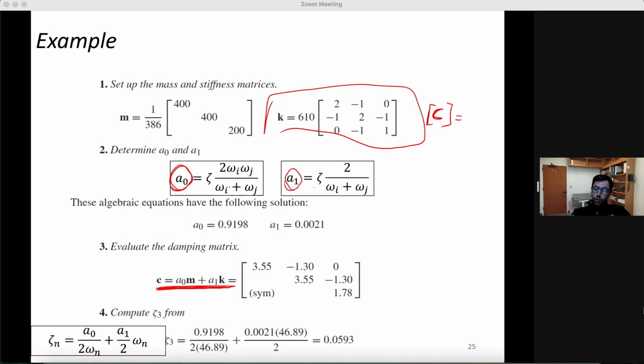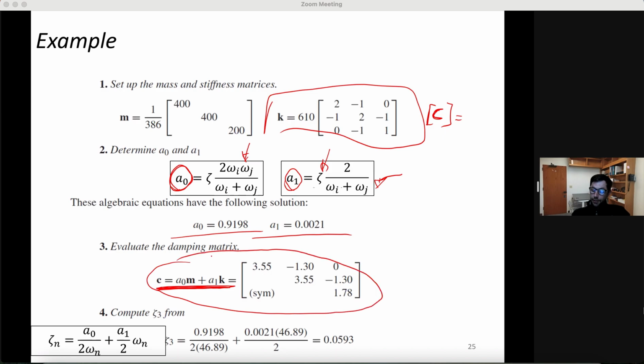What you want to do now is to obtain the two constants A0 and A1. The equations that you need to use are written here. So all you need to do is to plug in the values for the two frequencies you have selected and for the equivalent damping ratio to find A0 and A1. Now, you can simply write the damping matrix as a combination of these two.